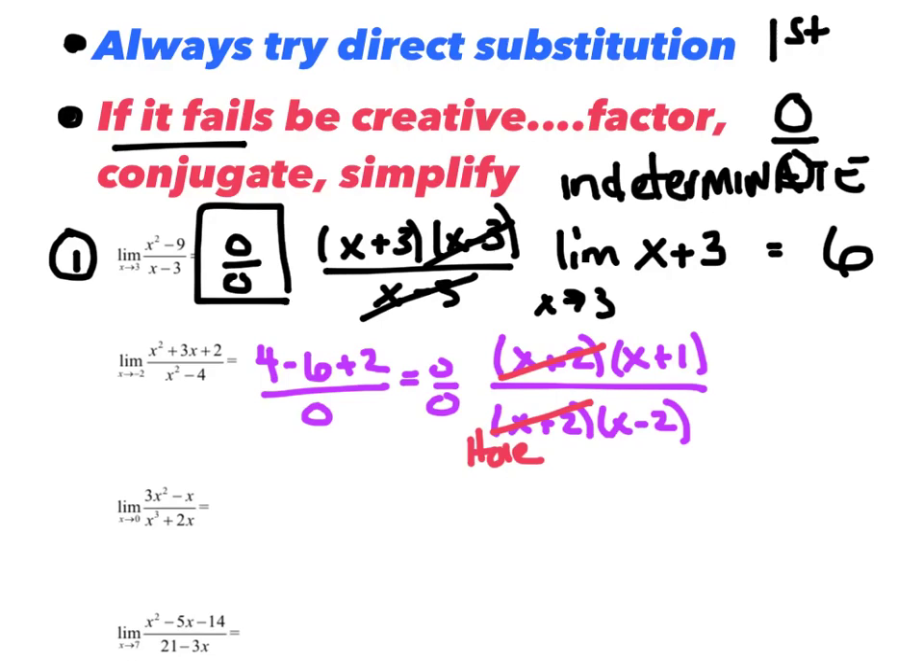And now try direct substitution. You're always going back to direct substitution. So I'm substituting in -2. -2 plus 1 is -1. -2 minus 2 is -4, for a nice -1 over -4, or 1/4. All right, why don't you take number 3, pause it, try it on your own, see if we get the same thing. Okay?